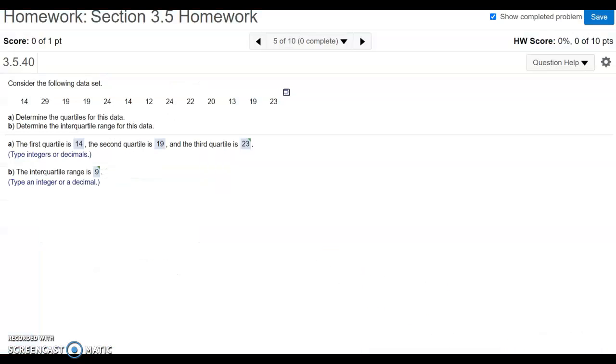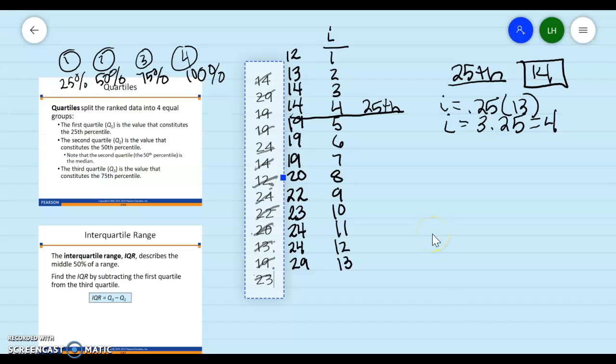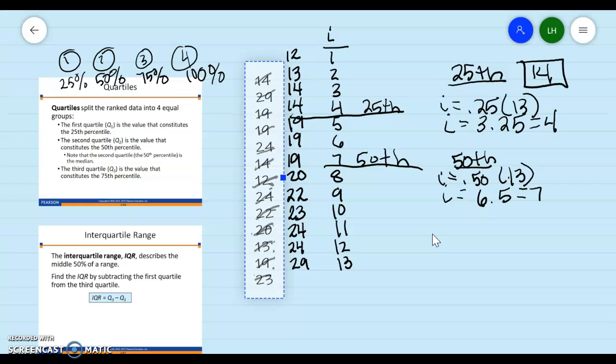Okay, for the second quartile, we're just doing the first, second, and third. So for the second quartile, that would be the 50th percentile. So you would do 50 over 100, which is 0.50, times 13, which would be 6.5. We're going to round up to 7. So that would be the 50th percentile. So our number is going to be 19. Don't forget that this is just the index. It tells you where to go to find the value.